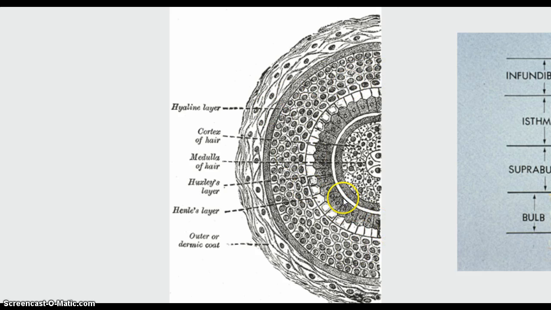the hair itself. Now, these two layers, what Grey's Anatomy calls Huxley's layer and Henle's layer, are actually part of the inner root sheath. This outer layer is part of the external root sheath of the hair. And then after that, you have what is called the hyaline layer here. It's actually more commonly known as the glassy membrane now. So this is the basal. These three layers are part of the epidermis.